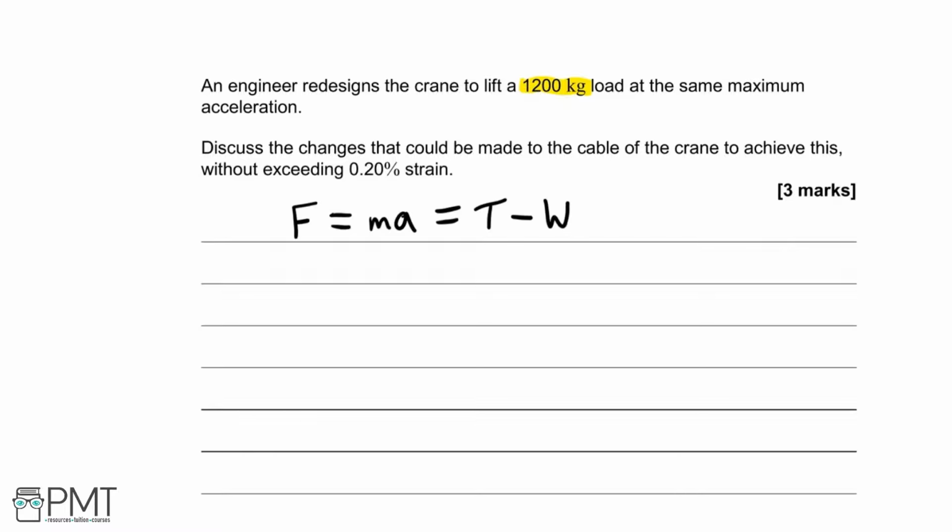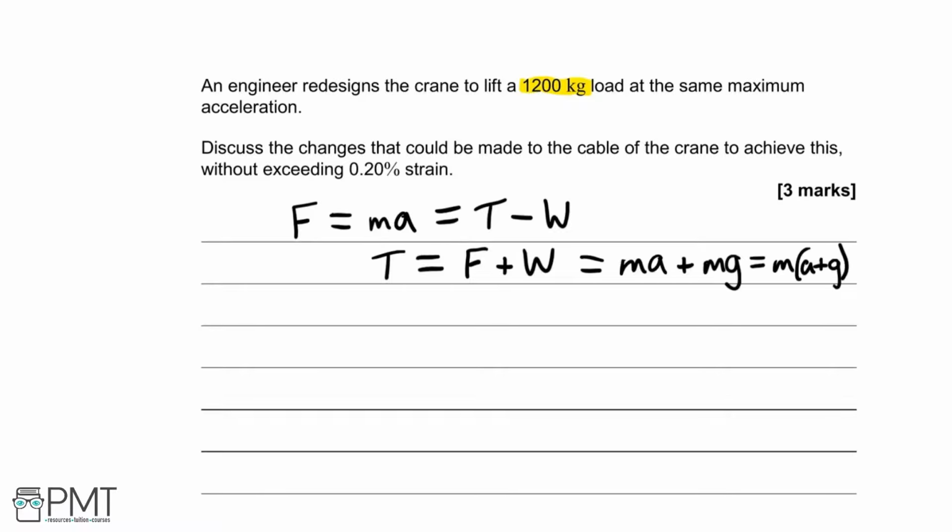So I've said here that the resultant force is equal to the mass times acceleration, but it's also equal to the tension in the cable minus the weight. Now, if we rearrange that to make the tension the subject, because that's the thing that we're interested in, the tension is equal to the resultant force plus the weight. Now let's make some substitutions for the force and the weights.